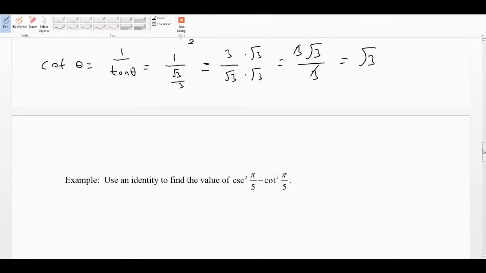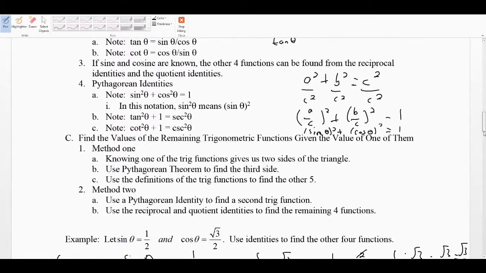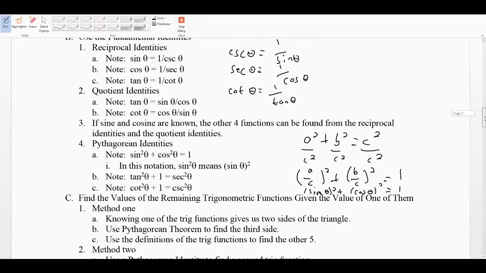Now we got another example. We're going to use some more identities. We're going to use cosecant squared of pi fifths minus cotangent squared of pi fifths. So let's just use what we know. We know that cosecant is the same as 1 over sine, and cotangent is 1 over tangent, and cotangent's also the same as cosine over sine.